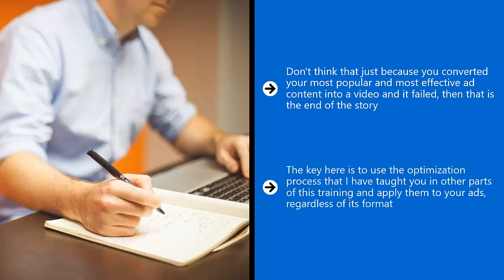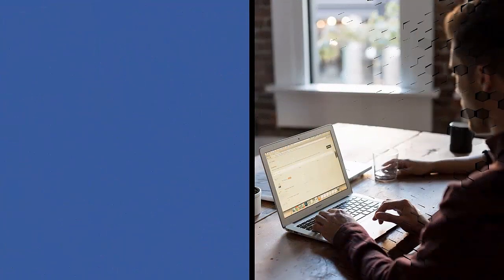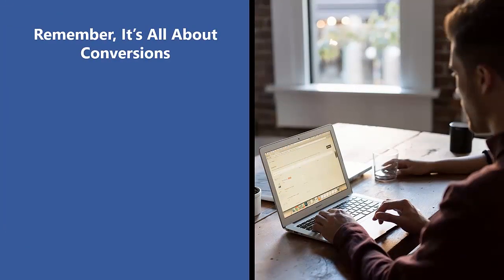The key here is to use the optimization process that I have taught you in other parts of this training and apply them to your ads, regardless of its format. You optimize a video ad the same way you optimize an image ad. Keep tweaking it until you get the outcome you're looking for. Remember, it's all about conversions.